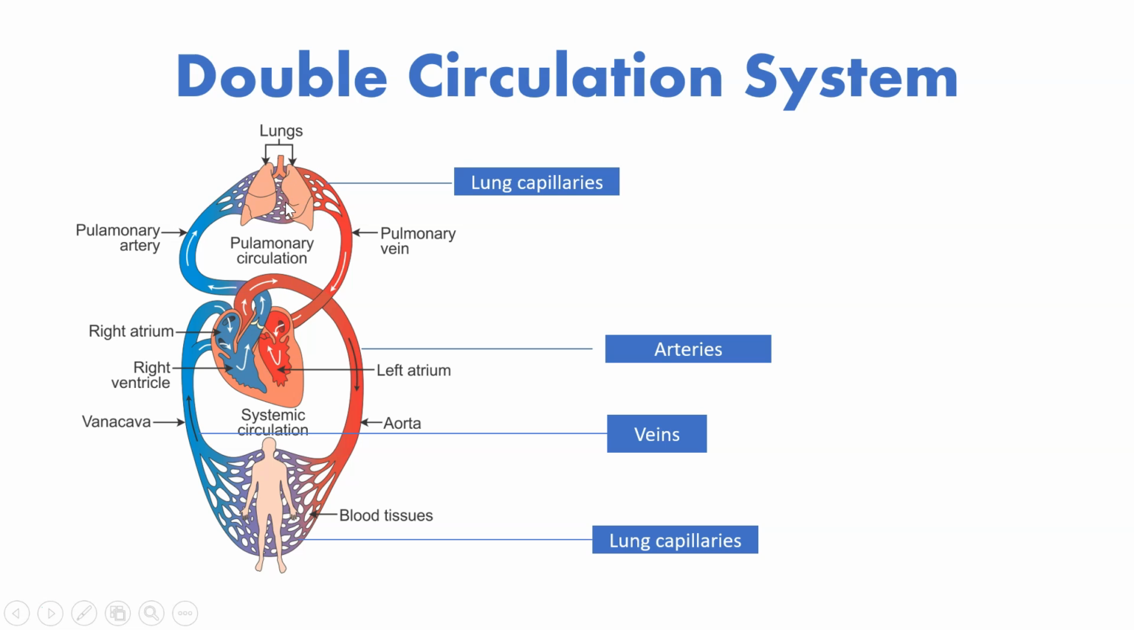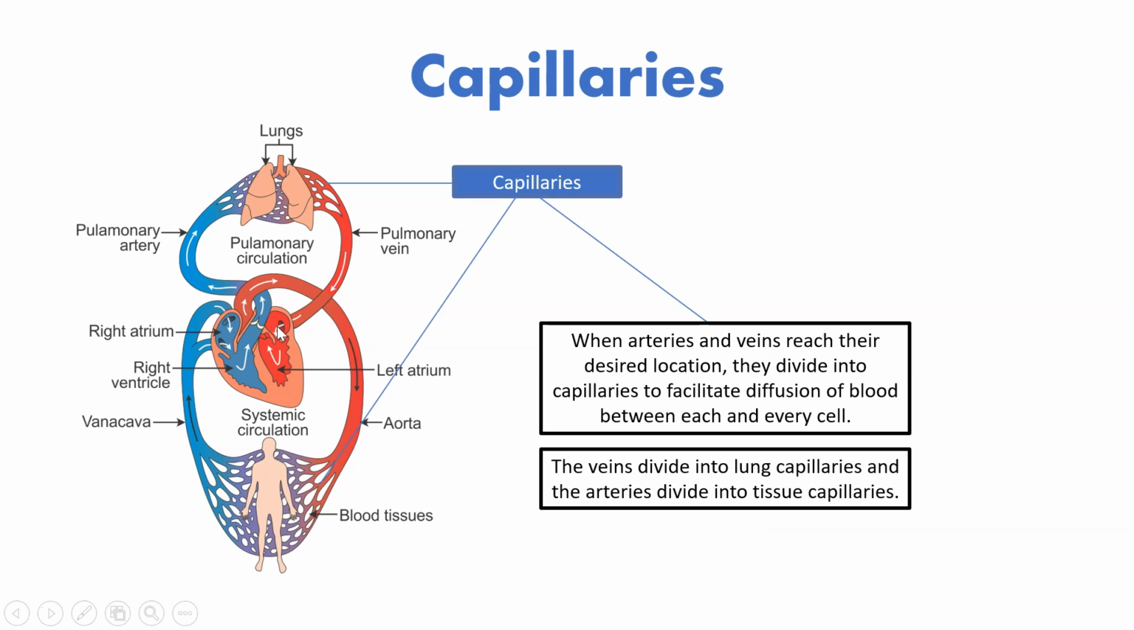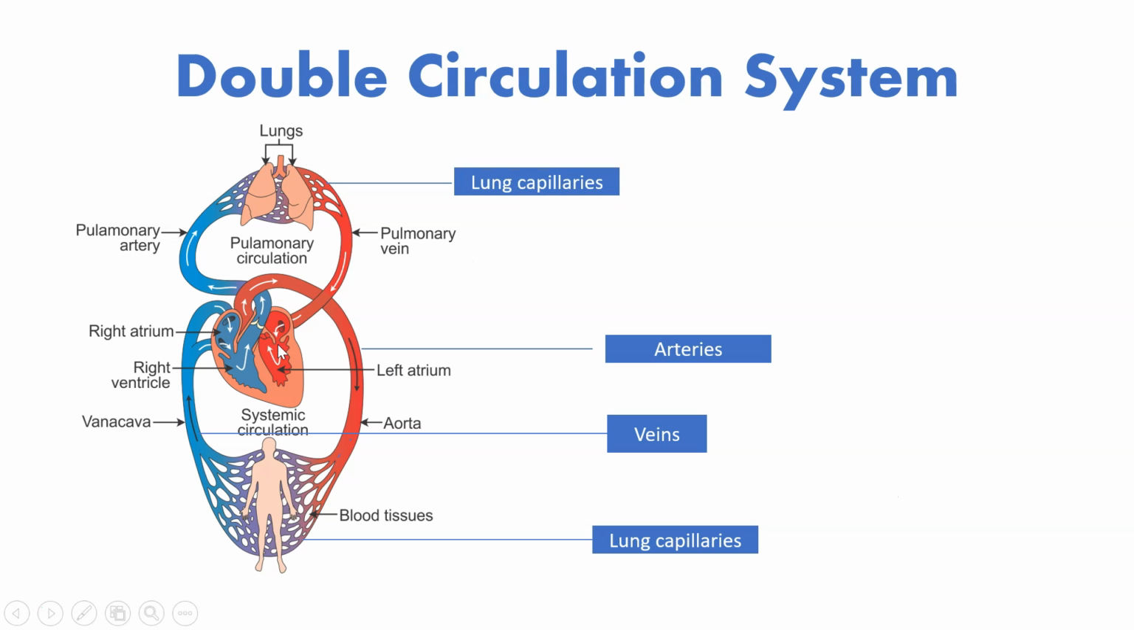In the lungs, blood is oxygenated, and it flows through the pulmonary vein and enters the left atrium. From the left atrium, it enters the left ventricle, and then it flows up through this artery called the aorta. And through the aorta, it flows down through these body tissues, and these are known as capillaries.